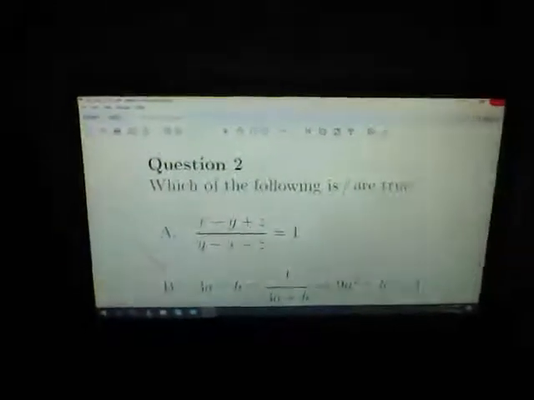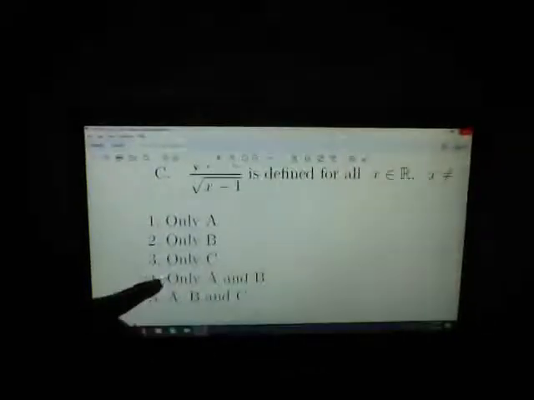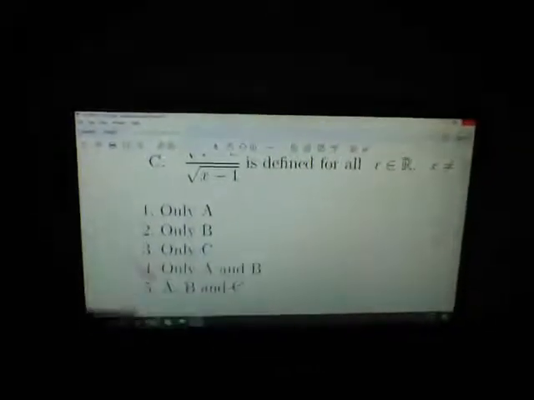Given that one, which of the following are true? That's the first one. We want to see if it's true or not true, and then the second one, and the third one. The options are only A, only B, C, A and B. I'll take it back again so that you can see the question. For the first question, the answer is option 4, only A and B.